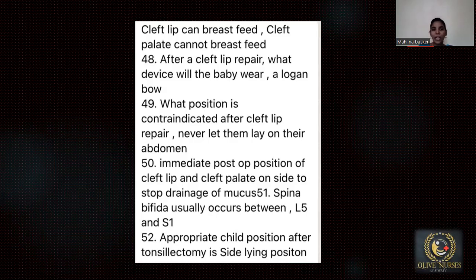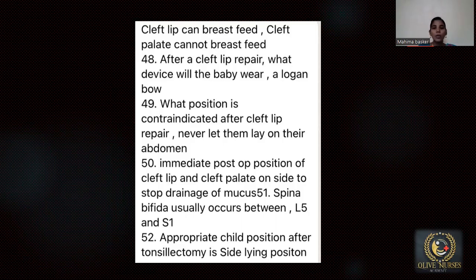After the cleft lip repair, what device will be used for the baby? That is the Logan bow. What is that? It is to protect the lip. After the repair is done, the baby tends to go and touch the lips or the injured part. So we will fix a Logan bow on the lips so that it is covered until the suture removal. Got the point? Okay, it is all about cleft lip in all the question papers.